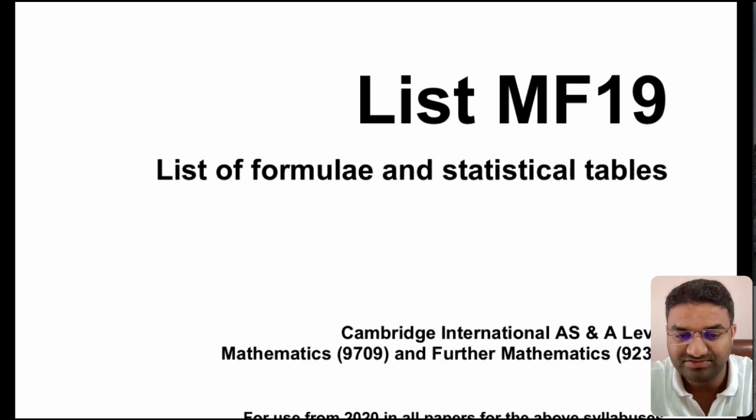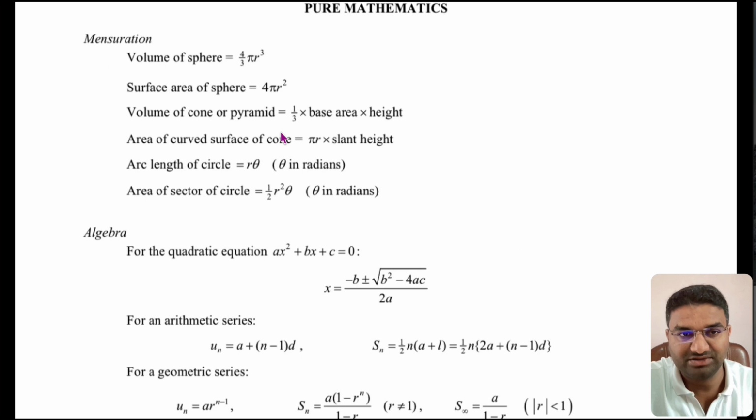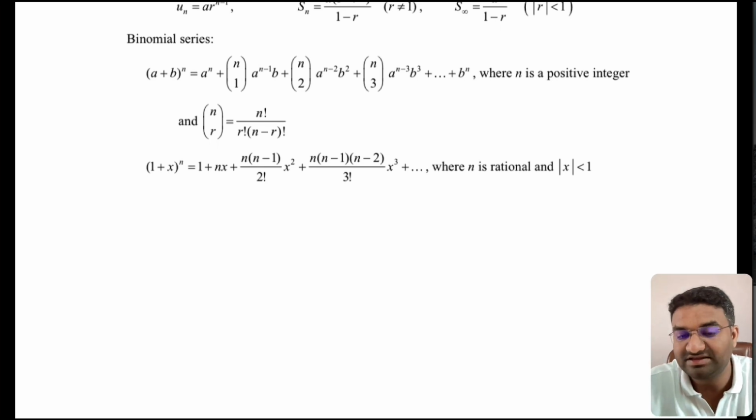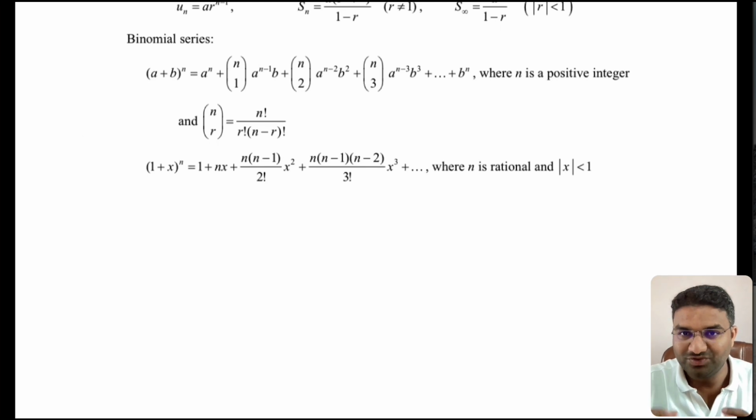Fine. So firstly, what's the MF19? MF19 is, as you know, a formula booklet and statistical tables. It contains basically all the formulas, for example mensuration, algebra and so on. You have here the pure math, the mechanics, statistics, further mathematics, and the statistical tables for the normal distribution. Every other candidate has the same booklet. The difference is made by the one who knows how to use and utilize it.